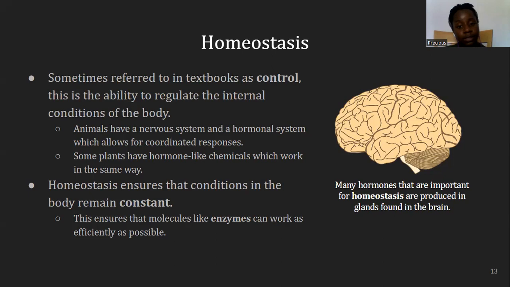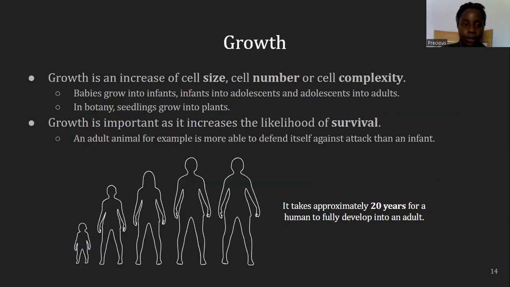So plants also do this as well, and all living things do. Plants have these hormone-like chemicals which help regulate what is going on in the environment. So homeostasis is necessary because the system of your body has to remain at a certain constant. Your body can only really thrive at a certain temperature range. Your body can only thrive at a certain acid-base balance, and it's always trying to bring you back to normal so things continue to work, okay? All right, so it says here many hormones that are important for homeostasis are produced in glands found in the brain. Very true.